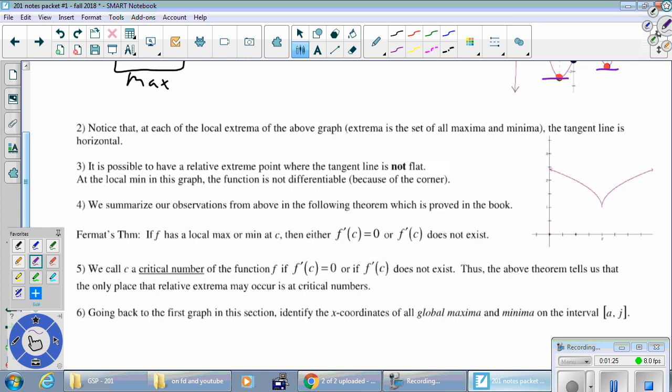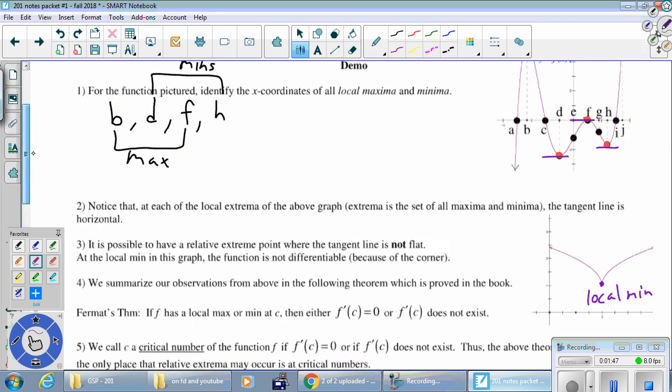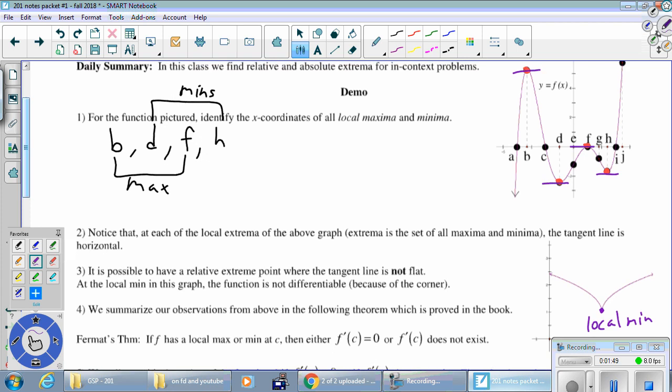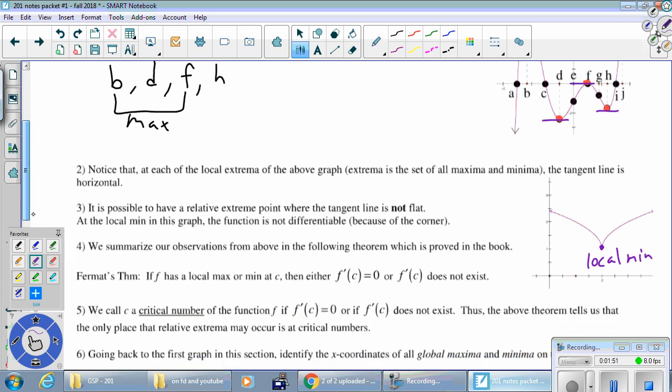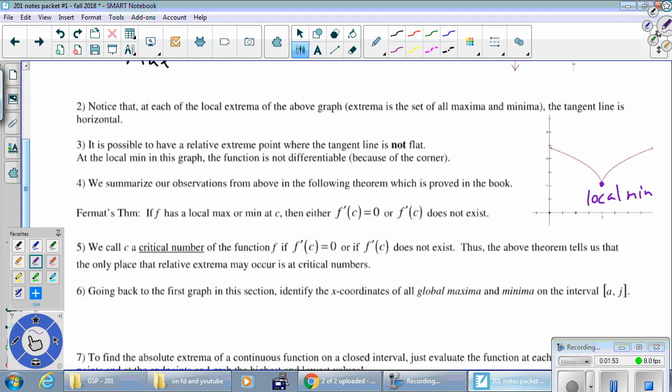Number 3, it is possible to have a relative extreme point where the tangent line is not flat. At the local min in this graph pictured at right, the function is not differentiable because of the corner, but still, this is a local min because it is lower than any point that is nearby. So it turns out there's exactly 2 kinds of points we need to examine when we're looking for local maxes and local mins. They are the points where the graph is horizontal, like in this first picture, and the places where the derivative doesn't exist, like in the second picture.